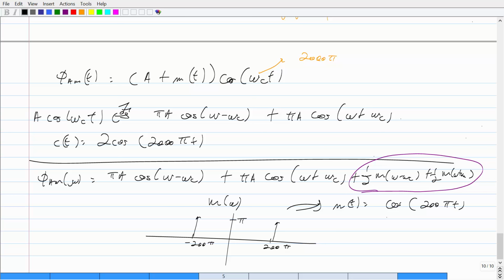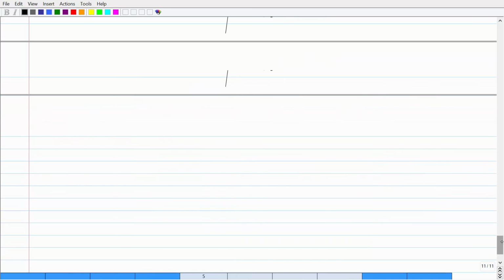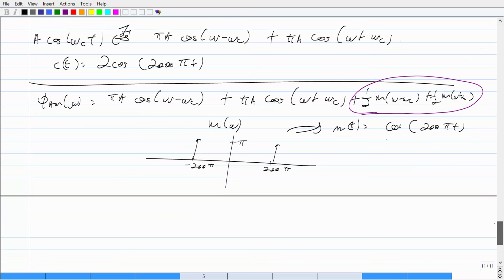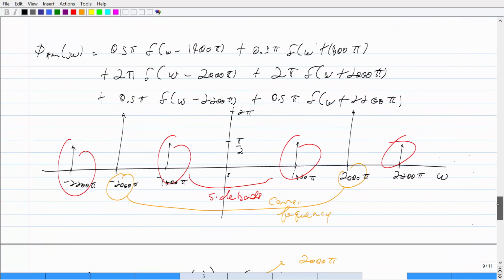Okay? Does that make sense? So our carrier is cos of 2000 pi, and our message is just cos of 200 pi. Right, so that's what the property says. Okay, so that would be that. All right, so next question.